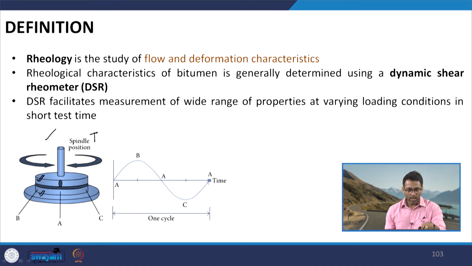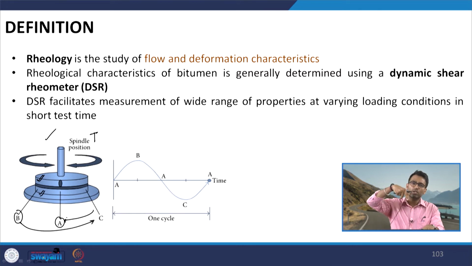So, when we apply the torque to the oscillating plate, it starts, say, from point A. It goes to point B. From point B, the plate moves back and goes to C, and from C it again goes to A. So, this is basically called one cycle of oscillation. What is one cycle of oscillation? From A to B to C to A. So, this is one cycle of oscillation.